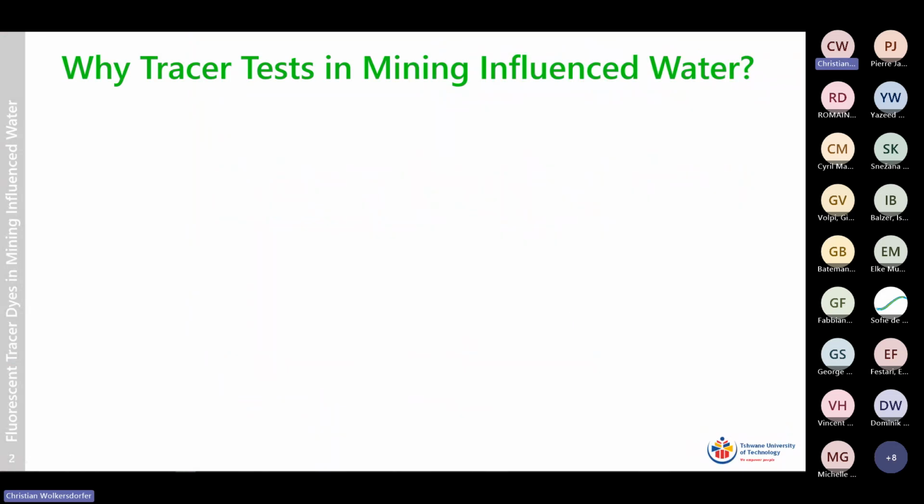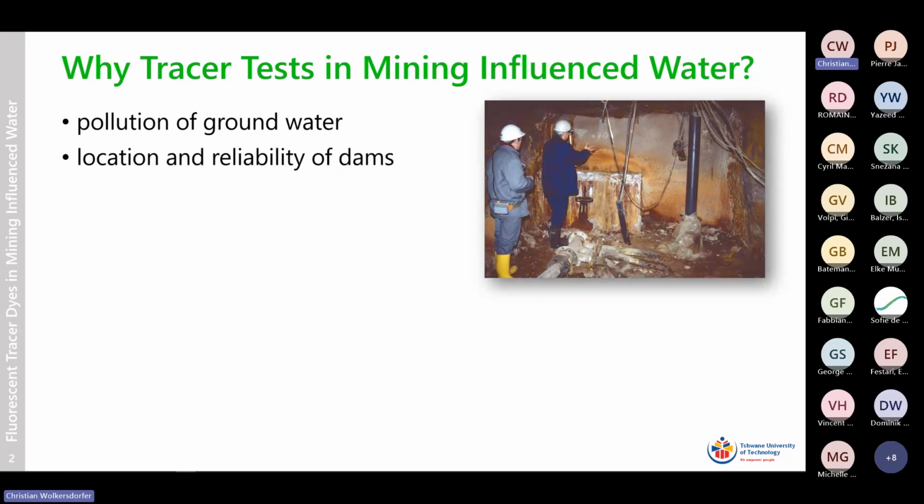First of all, we need to talk about why we use tracer tests in mining influenced water. A few bullet points for you. We want to investigate if the mine water can pollute the surrounding groundwater. With tracer tests, the location and the reliability of dams can be proven. This is a picture of a former uranium mine in Germany where there was a big leakage with the dam, so for dam investigation. Then for the flooding process after mine closure, a little bit later I will talk about the hydrodynamics in flooded underground mines.